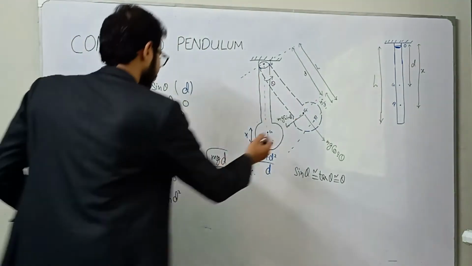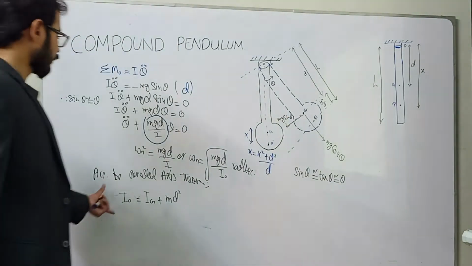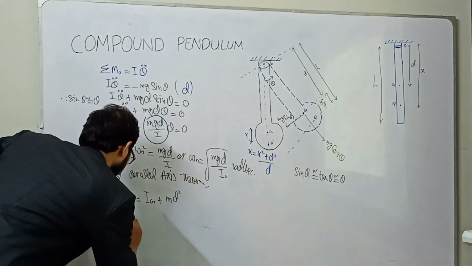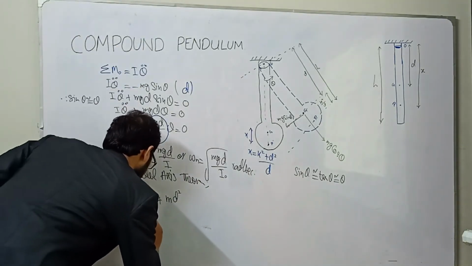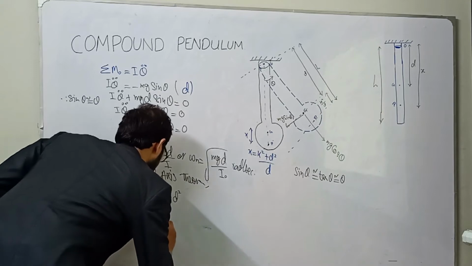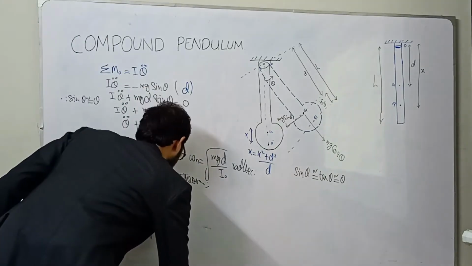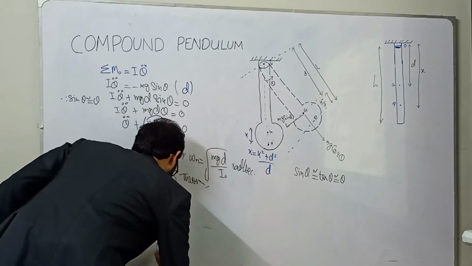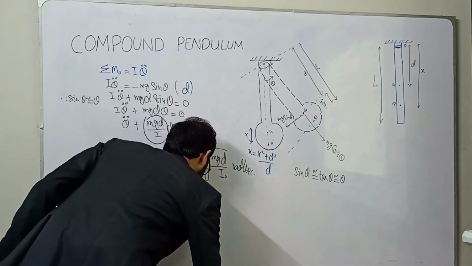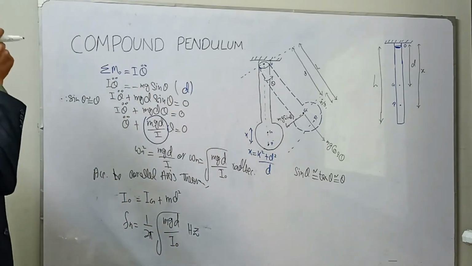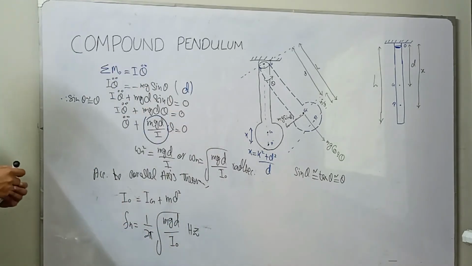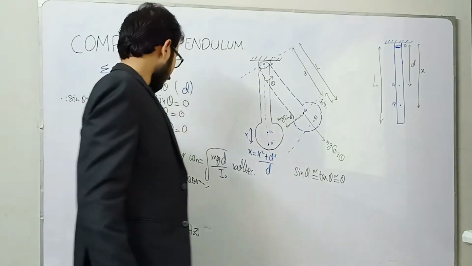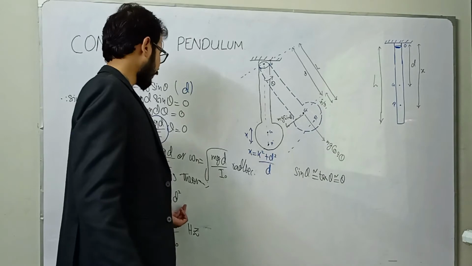So by translating the axis, we get the actual value of natural frequency, which will be Fn is equal to 1 divided by 2 pi into the square root of mgd over IO, in hertz or cycles per second. This value can only be found if we have proper dimensions.